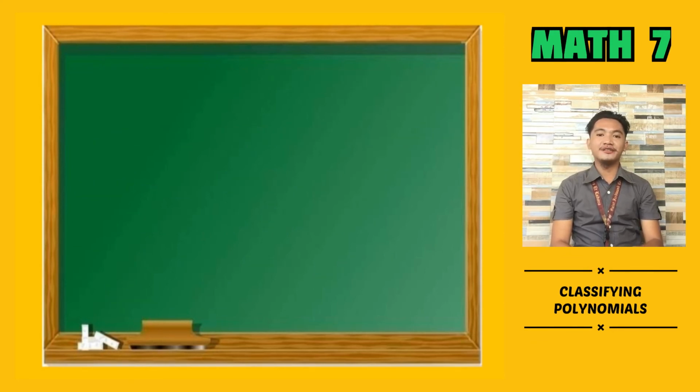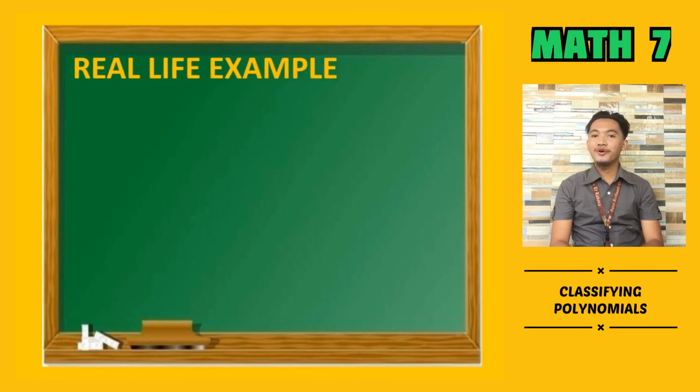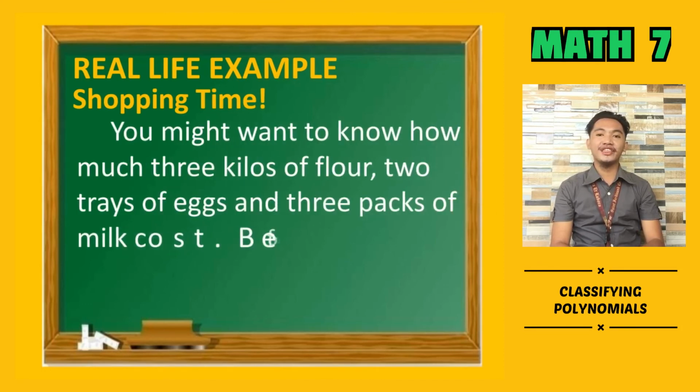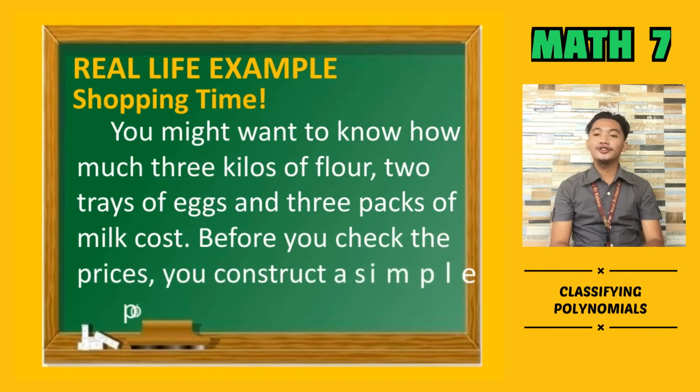You may be wondering how our lesson can be applied in real life. Well, you've probably used a polynomial in your head more than once when you're shopping, but you're just not aware of it. For example, you might want to know how much 3 kilos of flour, 2 trays of eggs, and 3 packs of milk cost. Before you check the prices, you construct a simple polynomial.